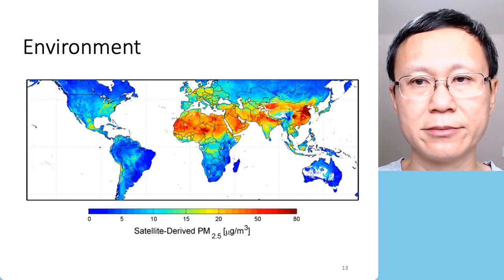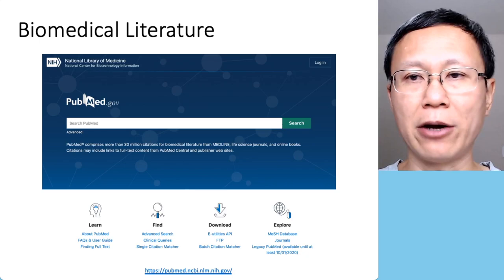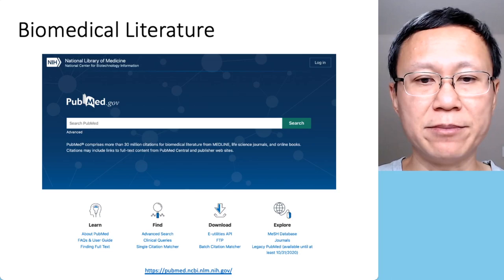Medical researchers have produced a large amount of biomedical literature. Therefore, it is important for us to search and extract useful information and knowledge from biomedical literature. So biomedical literature is another important kind of data source that we need to rely on in healthcare.